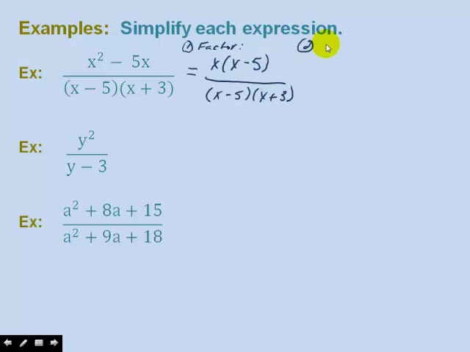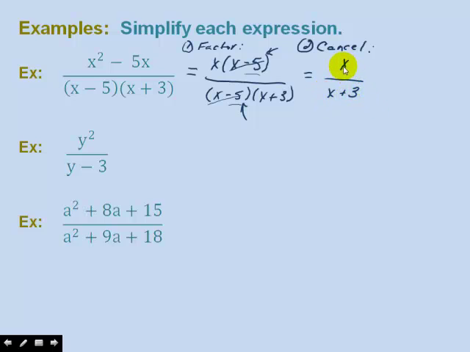So now we're going to look at canceling since we have everything factored. So the factors that we have in common, we have an x minus 5 here and an x minus 5 here. So we're going to cancel those two. And that leaves us with an x on the top and an x plus 3 in the denominator.